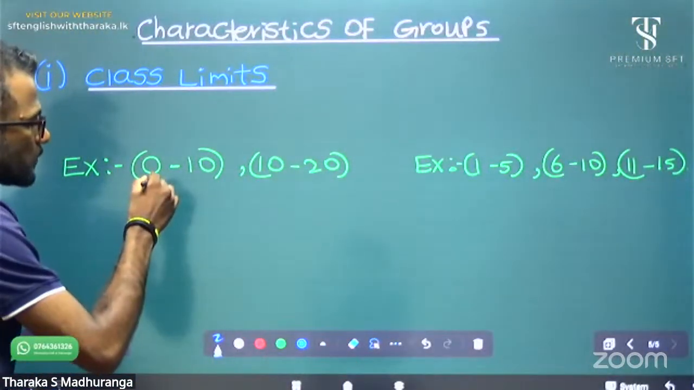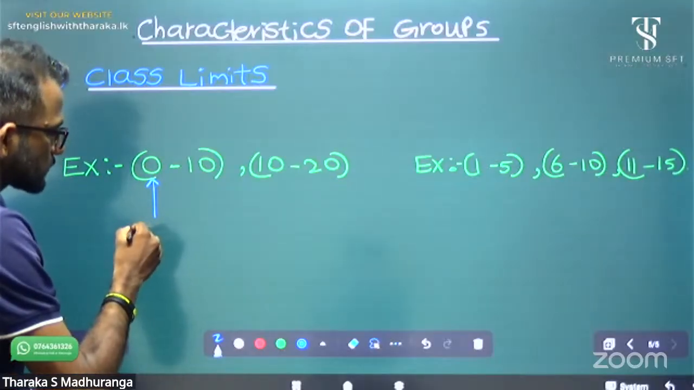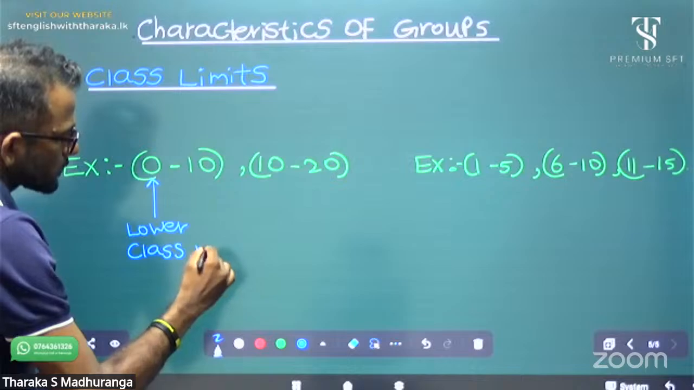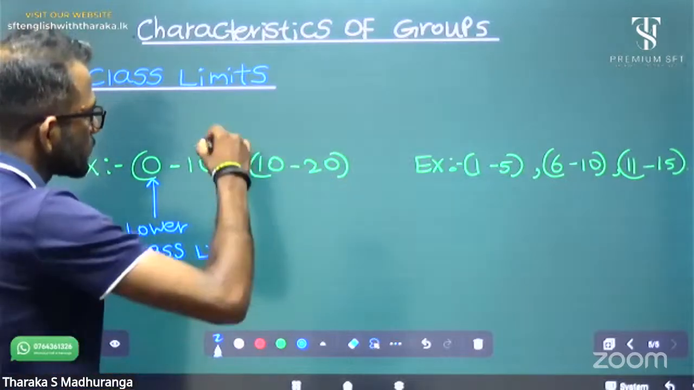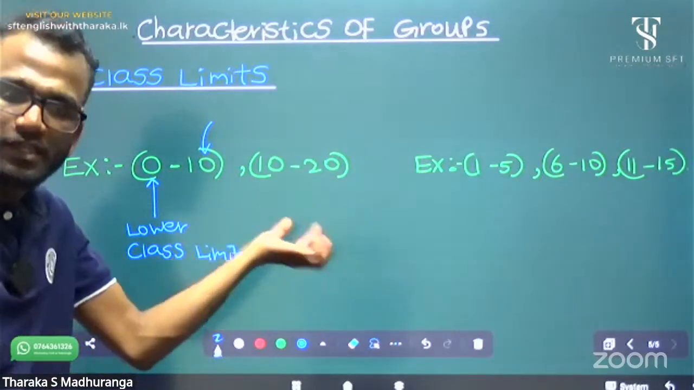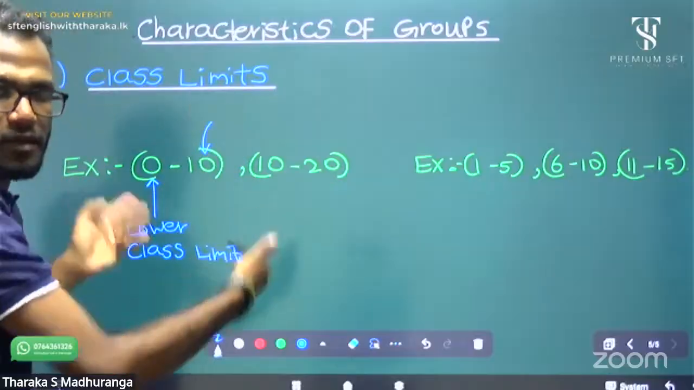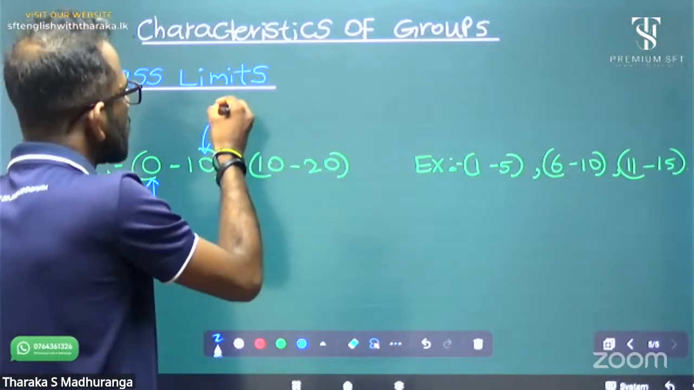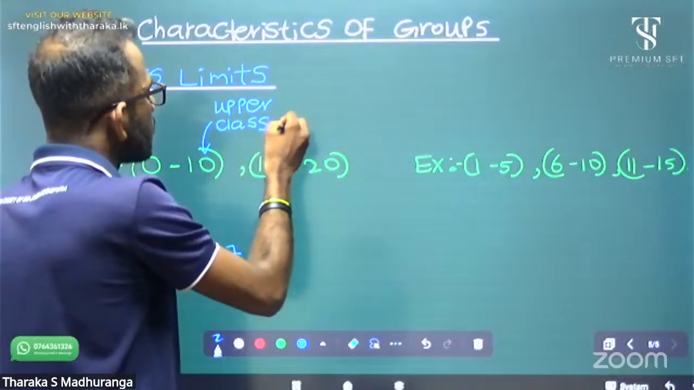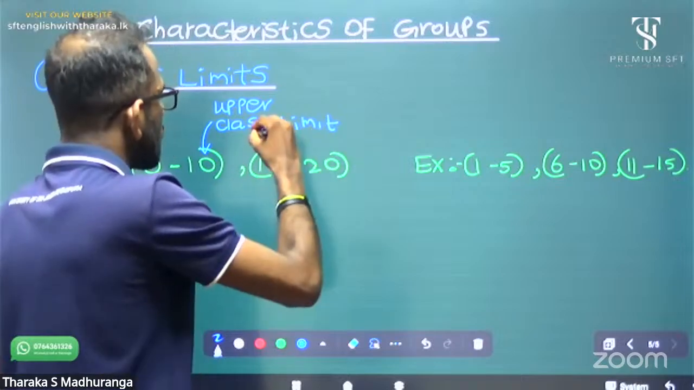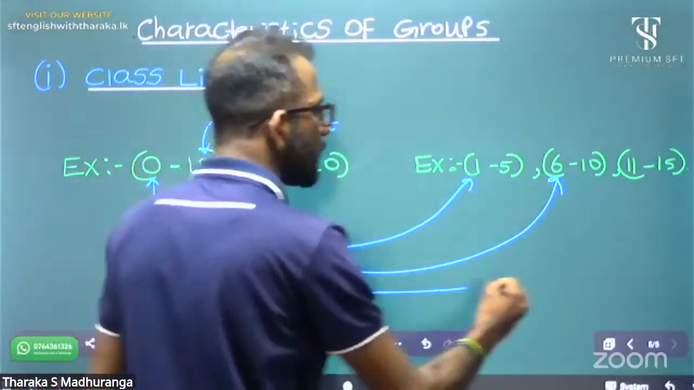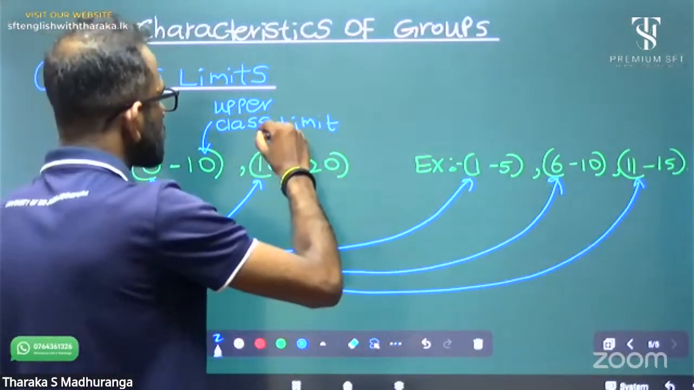Additionally, remember the minimum value of any class we call the lower class limit. The maximum value of the class, any group, we call the upper class limit. Group and class are the same, it's one class. They are the lower class limits, and they are the upper class limits.